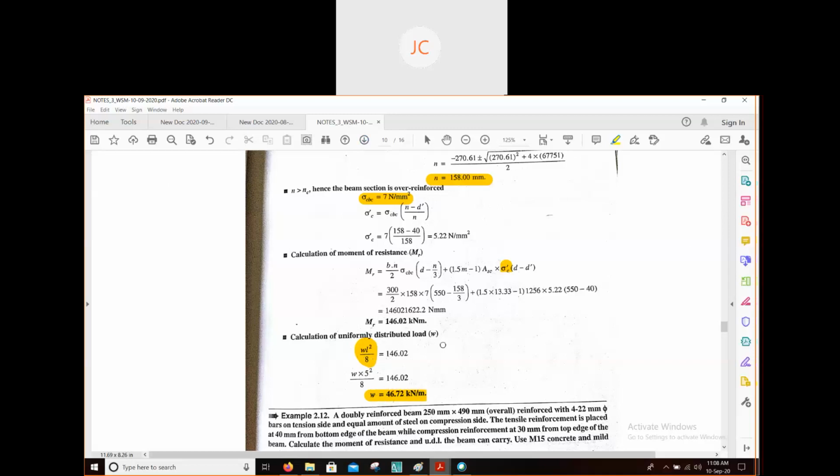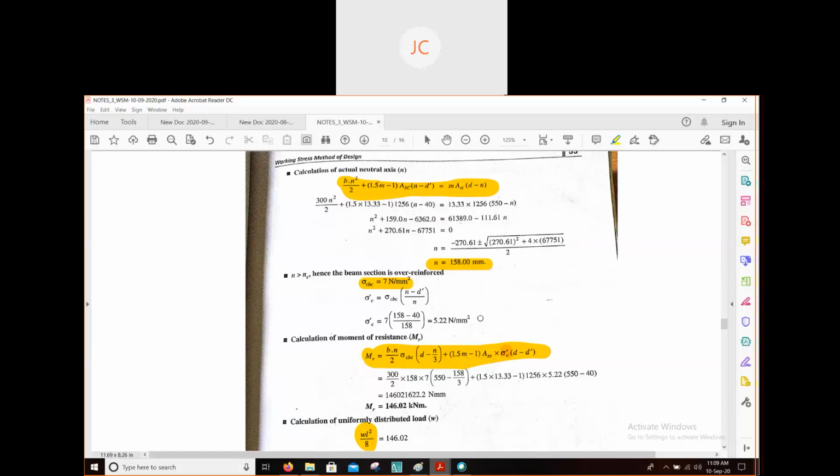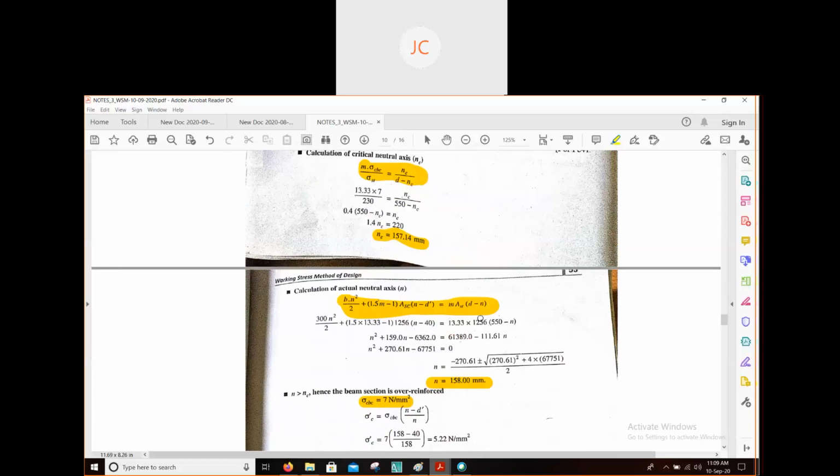This kind of problems we have already solved in the singly reinforced beam. Procedure is exactly same. Only the difference is the formula of moment of resistance. Remaining procedure is exactly same. Everything is same, only the formula is different. So I hope all of you have understood this problem. You only need to use the formulas.